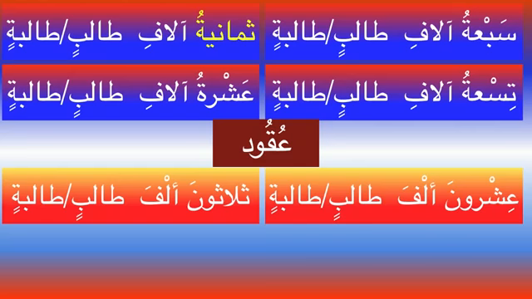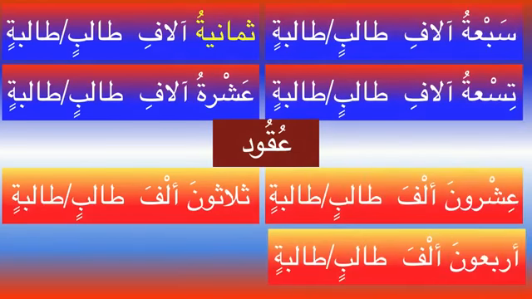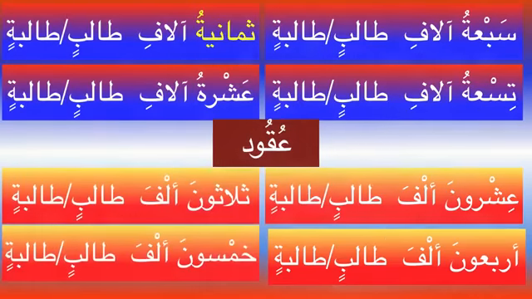So ishruna alfa talibin, mansoob, mudaf, and thalathuna, 30,000. So arba'una alfa talibin, 40,000. Khamsuna alfa talibin, 50,000. So again, if we keep going on to 70, 80, 90, and then come to 100,000.